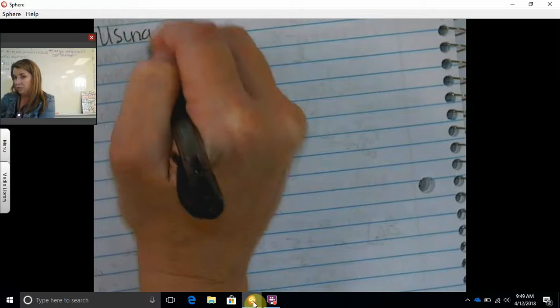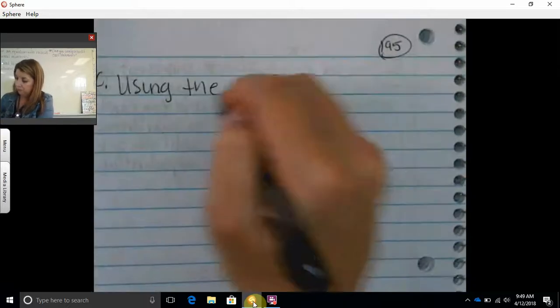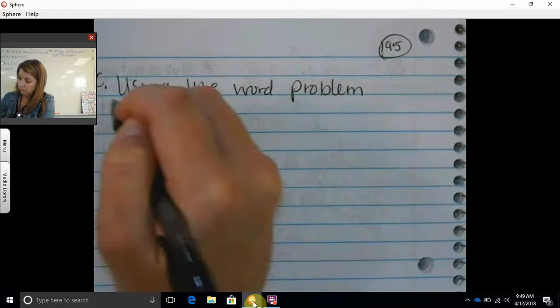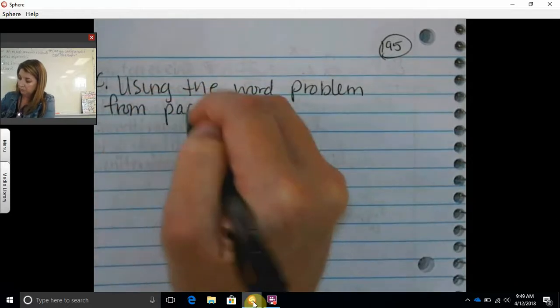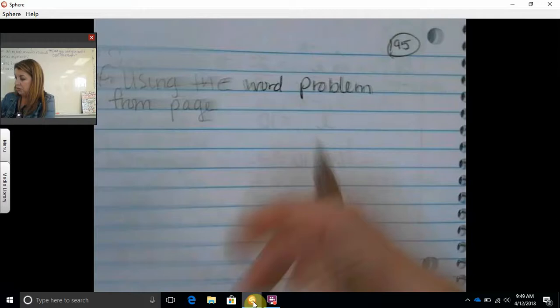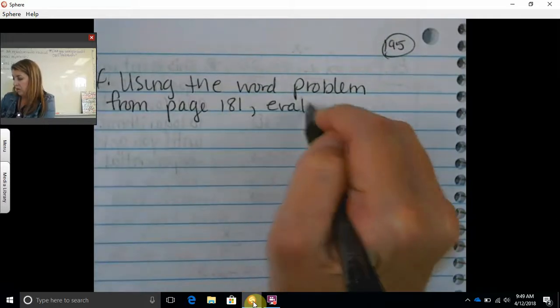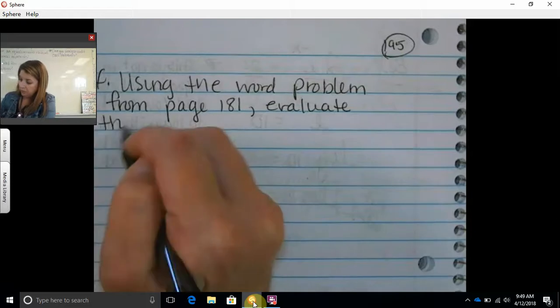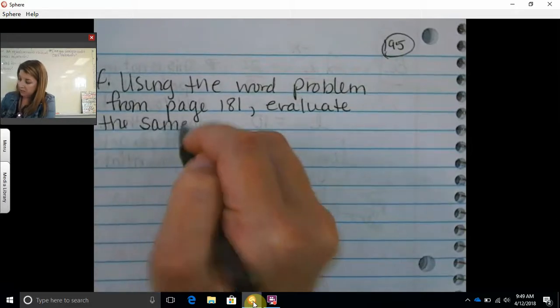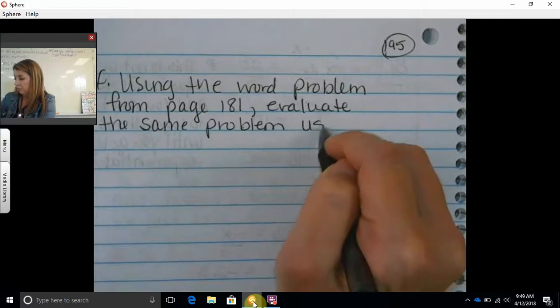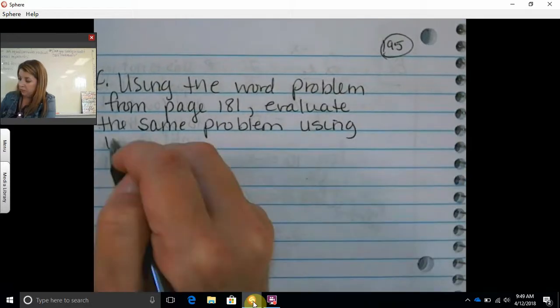Well, now's the time. That's why we need to know logarithms, for when we have variables in the exponent. So, in this example, using the word problem from page 181, evaluate the same problem using what you know about logarithms.